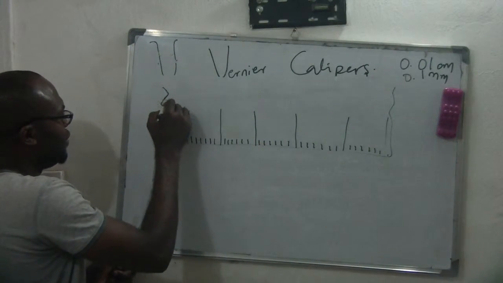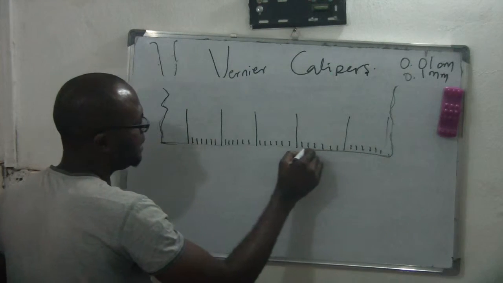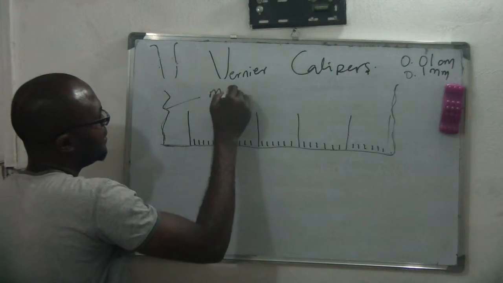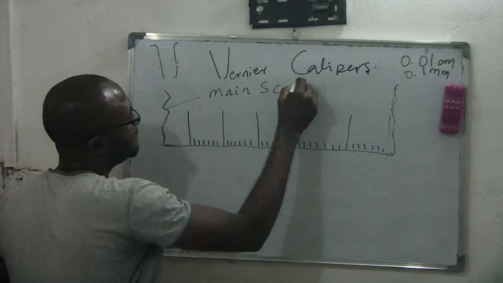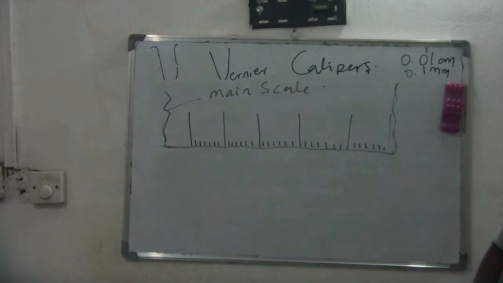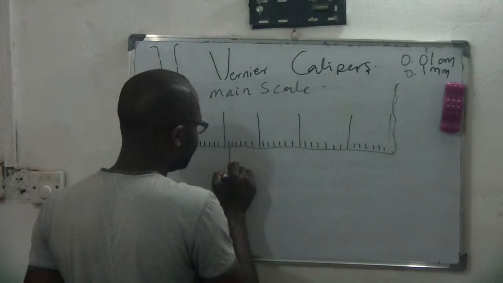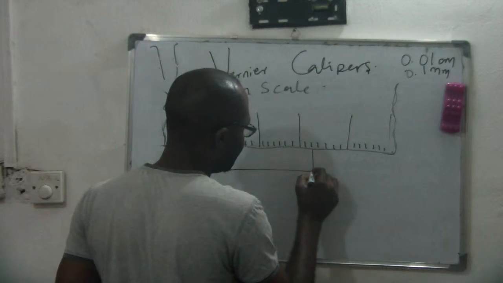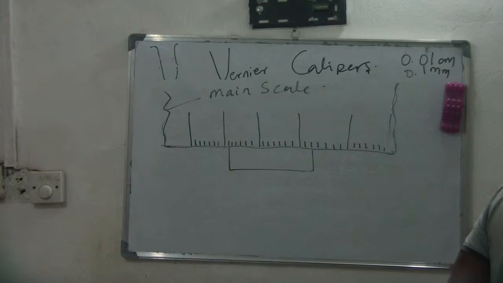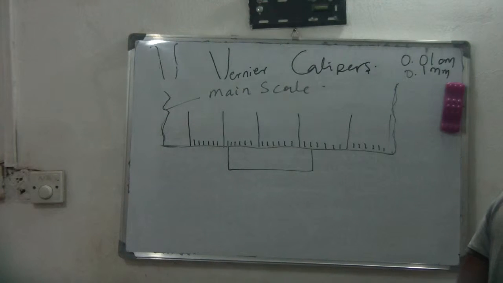This one is known as the what? What scale is this? This big scale is always known as the main scale. The bigger scale is known as the main scale. Then you have another scale, which is the lower one. Is that clear? Which is the lower one.